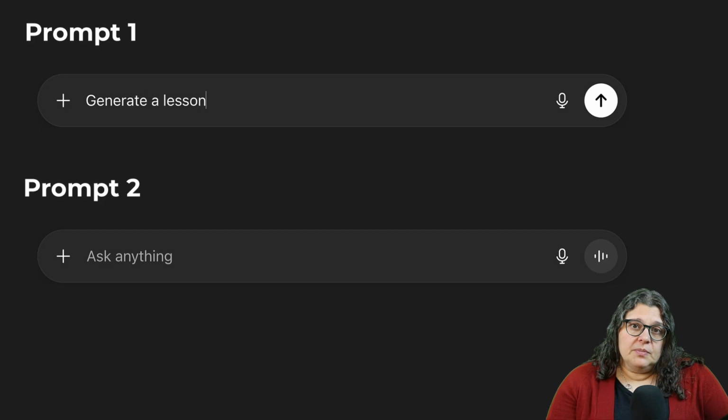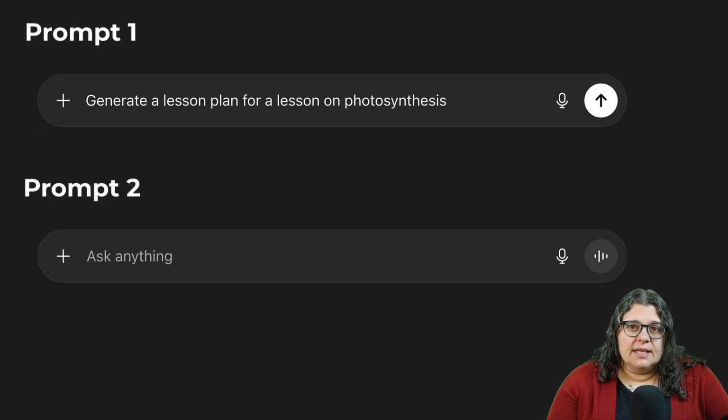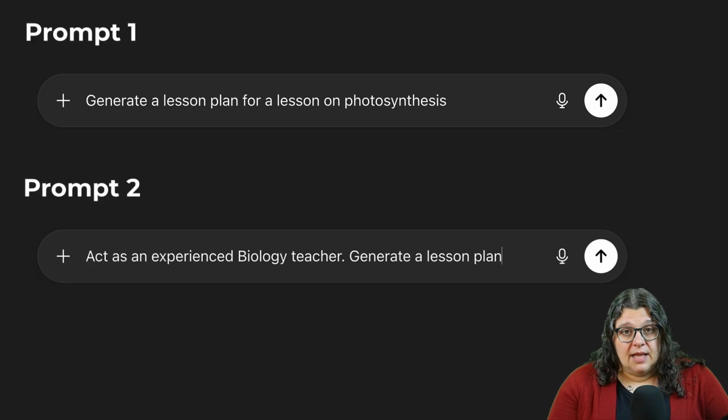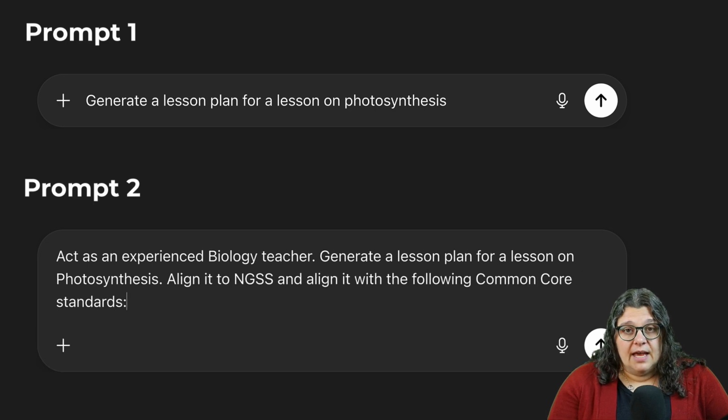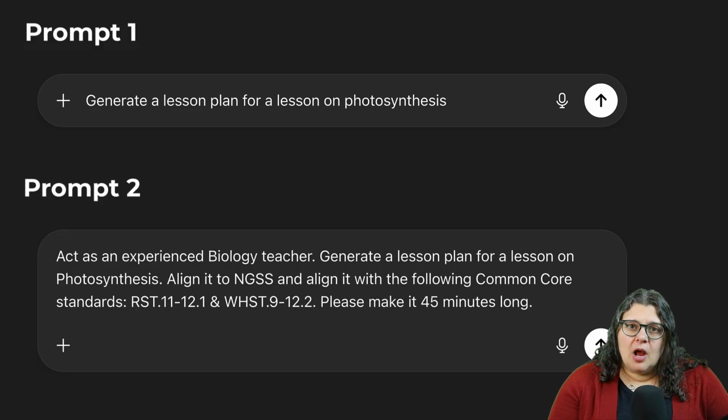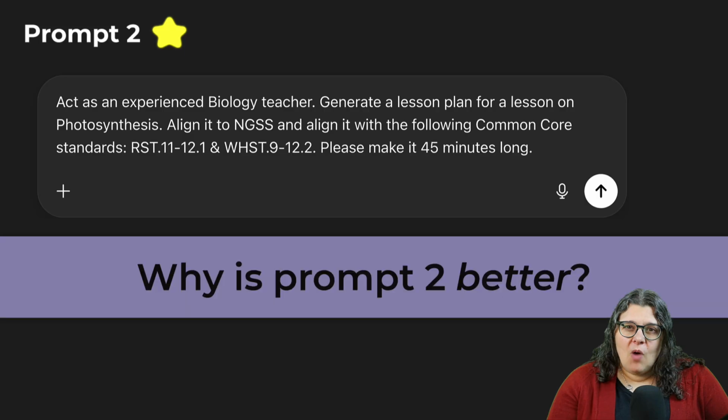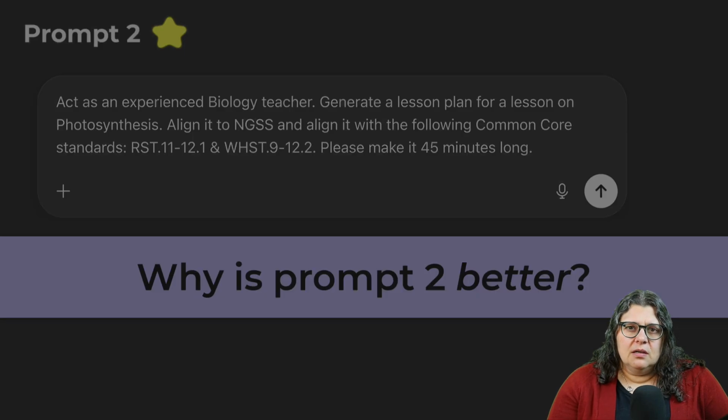In the first prompt, we ask the AI to generate a lesson plan for a lesson on photosynthesis. In the second prompt, we give the AI much more context about the lesson, that it should be 45 minutes long, which outcomes and standards to align with, and the role we want the AI to take. In this case, we ask it to act as an experienced biology teacher. Which prompt do you think will produce a stronger response? If you chose prompt 2, you're correct. But why exactly is prompt 2 better?